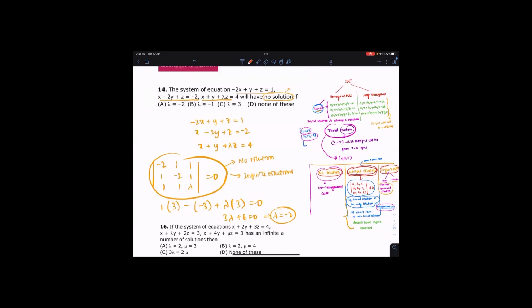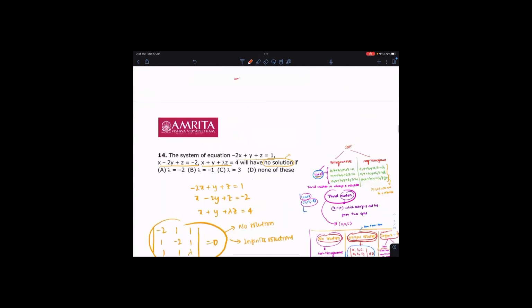What are we getting? x plus y plus z equals 1. This is the important step. x minus 2y plus z equals minus 2. Yes, there is Cramer's rule to do, but always follow this. Why, I will tell you. There is a reason. x plus y minus 2z equals 4.